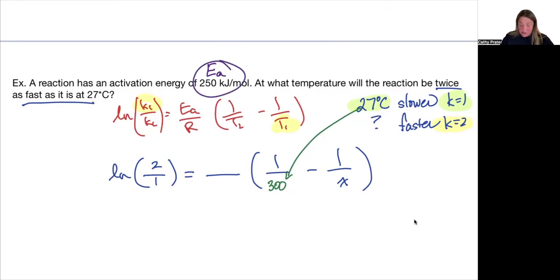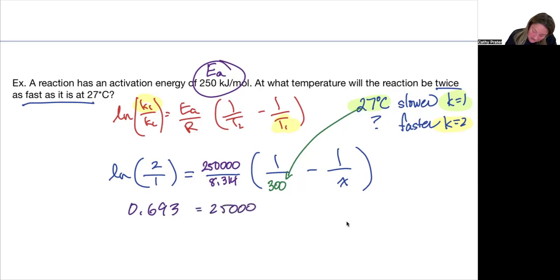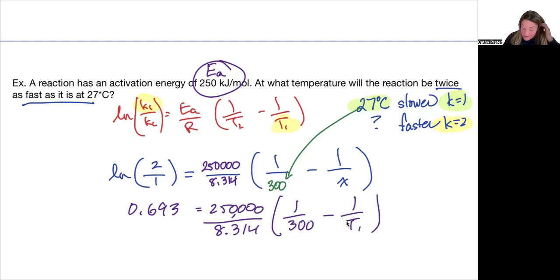Activation energy is in the wrong units. Before I plug it in, I need to convert it to joules per mole. And R is 8.314. All right, so I've grabbed a calculator. On the left-hand side of the equation, ln of 2 over 1 is going to give me 0.693. I'm going to solve for 1 over T1. So now I'm going to take 0.693, or ln of 2, and multiply by 8.314 and divide by 250,000.